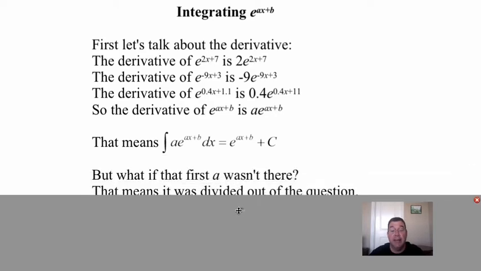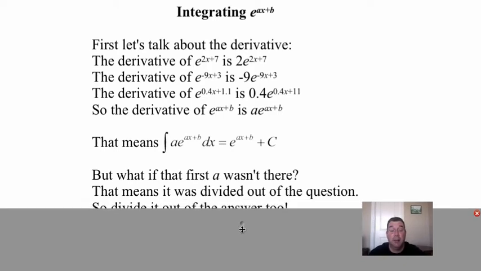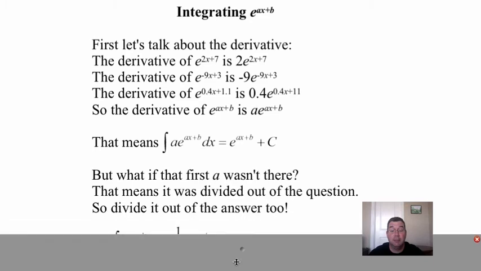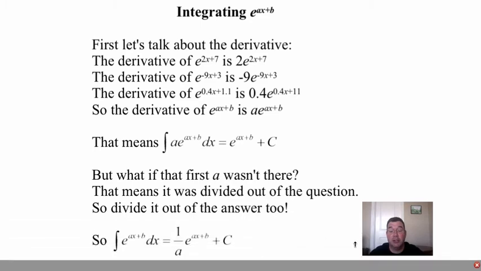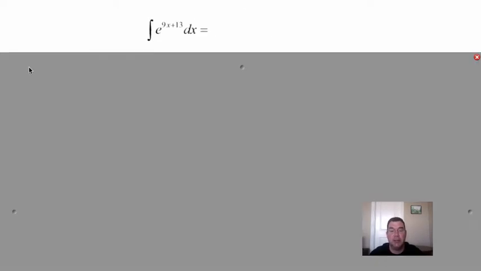But if the a isn't there, let's say I just had a function that was e to the ax plus b, then I need to divide it out of the answer as well. So in general, the antiderivative of e to the ax plus b is 1 over a times e to the ax plus b plus my constant. Okay, so let's quickly do some examples of that.